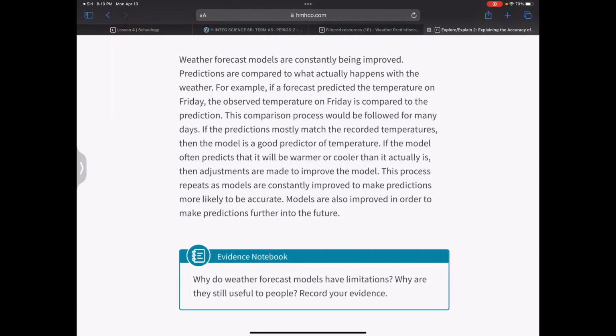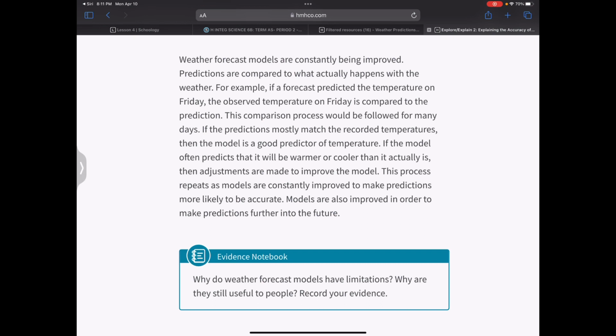Weather forecast models are constantly being improved. Predictions are compared to what actually happens with the weather. For example, if a forecast predicted the temperature on Friday, the observed temperature on Friday is compared to the prediction. This comparison process would be followed for many days. If the predictions mostly match the recorded temperatures, then the model is a good predictor of temperature.